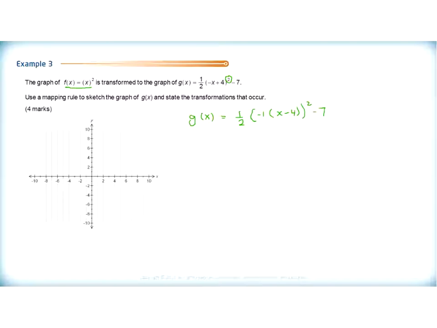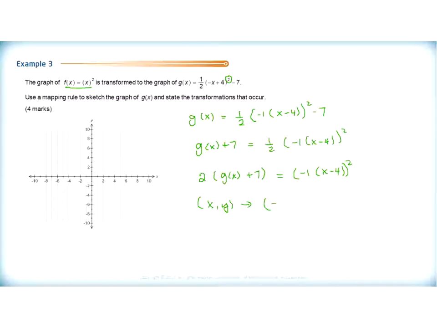Now, some of you can get the mapping rule from that form. Others will want to see it in transformational form. So I bring the 7 over and I get g of x plus 7 equals 1/2 outside of negative 1 times x subtract 4 squared. Multiply both sides by 2 to get 2 times g of x plus 7 equals negative 1 times x subtract 4 squared. Now we're going to create our mapping rule, depending on, again, the equation you look at.